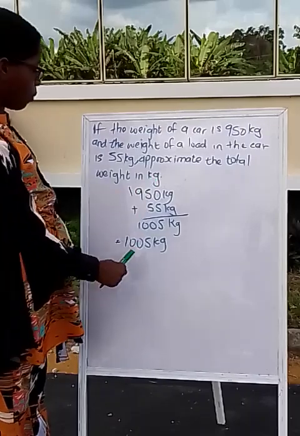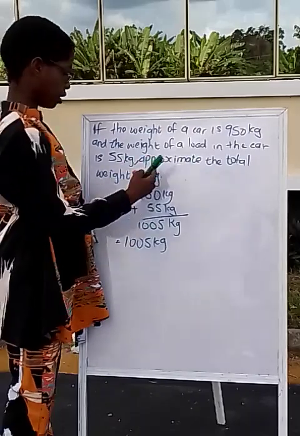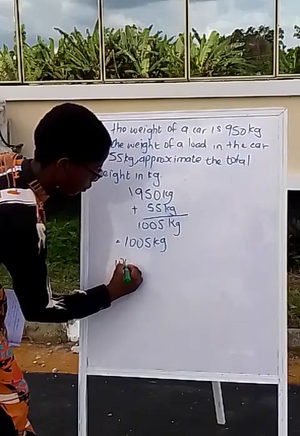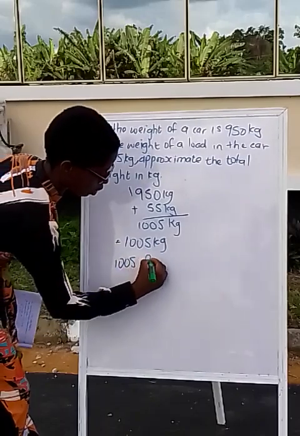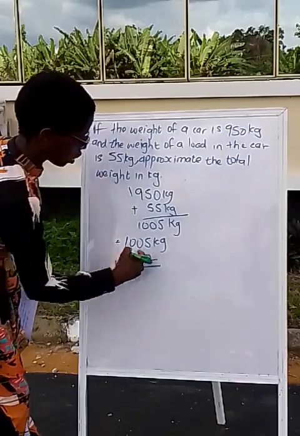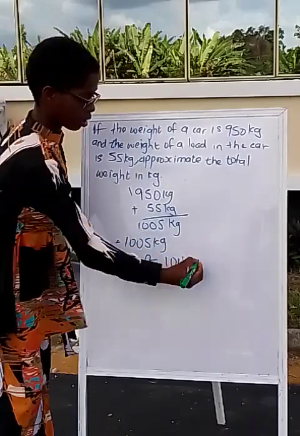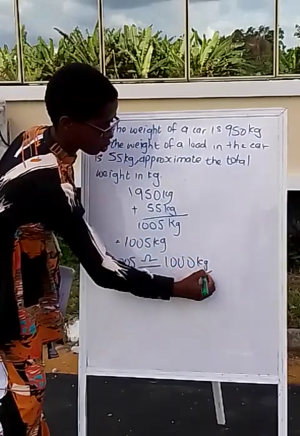So now, since we are asked to approximate the total weight in kg, 1005 approximately will give us 1000, when you approximate it to the nearest 1000 kg. So this is our answer.